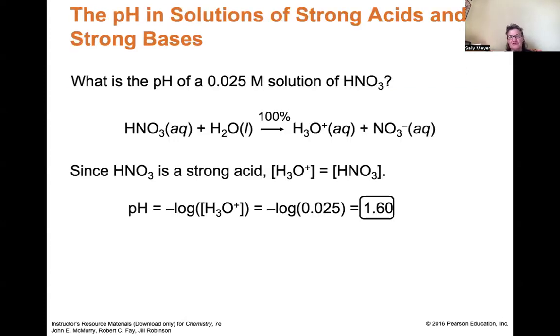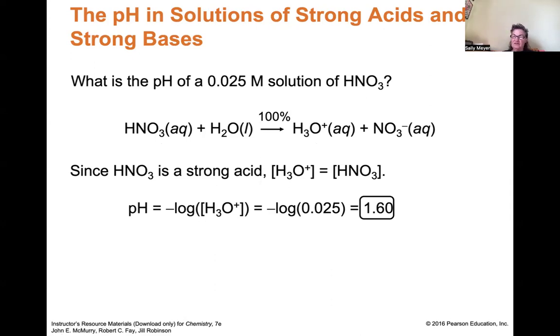So, the pH in solutions of strong acids and strong bases. If we have a 0.025 molar solution of nitric acid, HNO3, that's a strong acid. If we put it in water and say it's a strong acid, that means every single HNO3 that we put in makes an H3O plus. So our starting concentration of nitric acid is now equal to our concentration of H3O plus. All we have to do is take the negative log of the concentration of the strong acid, and we get 1.60 for the pH of that strong acid.